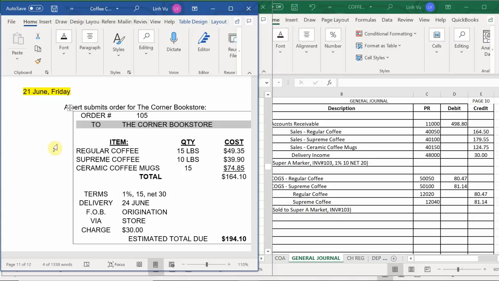Okay, so purchase order. Okay, so what do we do with this? You just put it on do not ignore now. Purchase order section. Okay, so this is not a purchase order. It is a, no, sales order. Oh, is it? Uh-huh. Albert submits order for the corner bookstore. Okay, then I have a sales order.